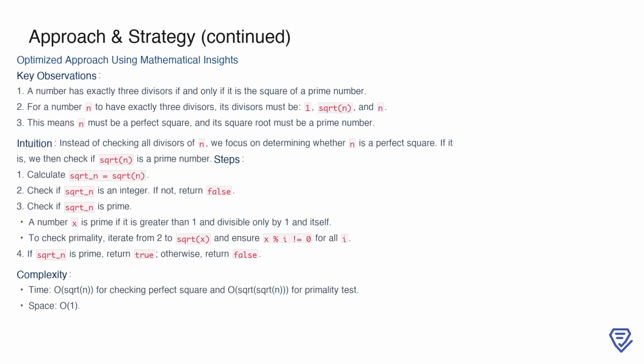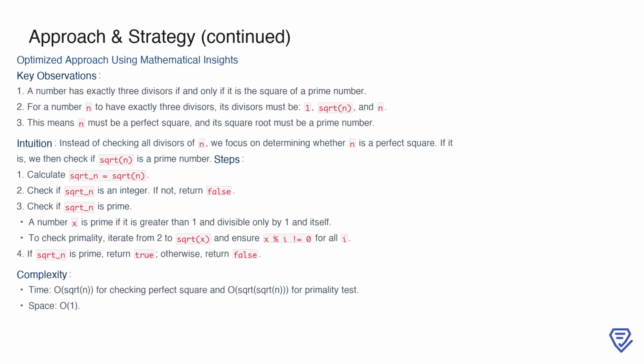Now, by leveraging mathematical insights, we can develop an optimized approach that avoids the inefficiencies of brute force. The key observation here is that a number has exactly 3 divisors only if it is the square of a prime number. This is because for such a number, the divisors will always be 1, the square root of the number, and the number itself. For example, if n is the square of a prime, like 9, its divisors are 1, 3, and 9. This means we don't need to check all divisors of n. Instead, we can focus on 2 main checks: first, whether n is a perfect square, and second, whether the square root of n is a prime number.